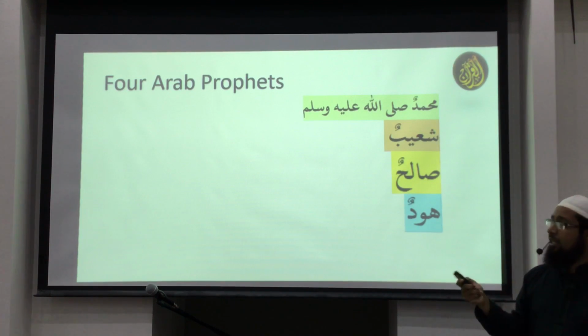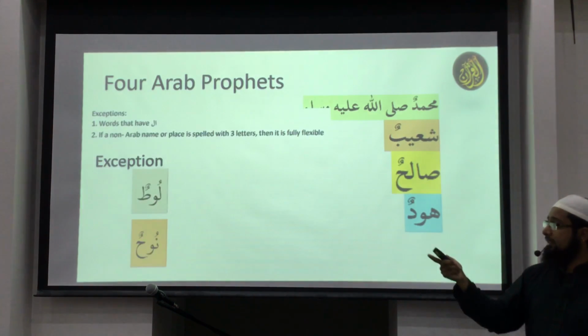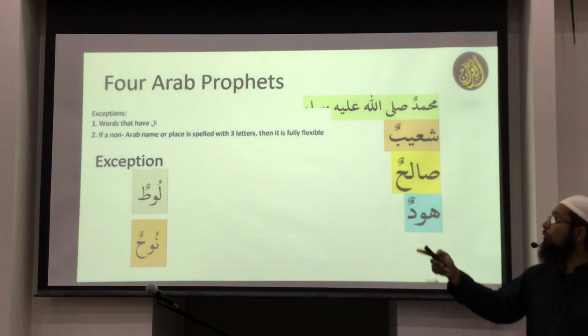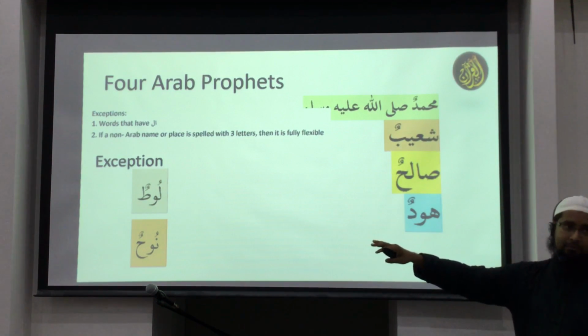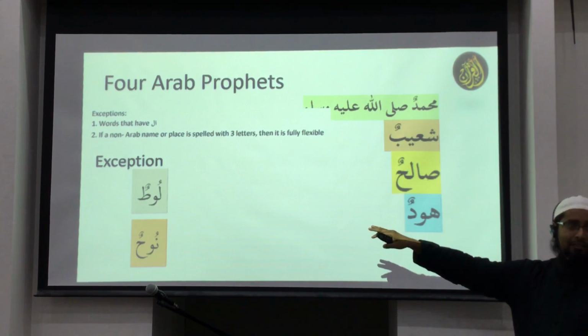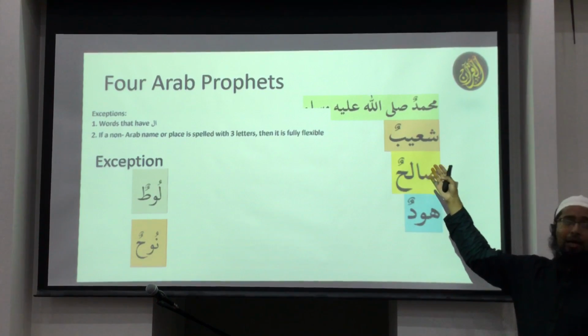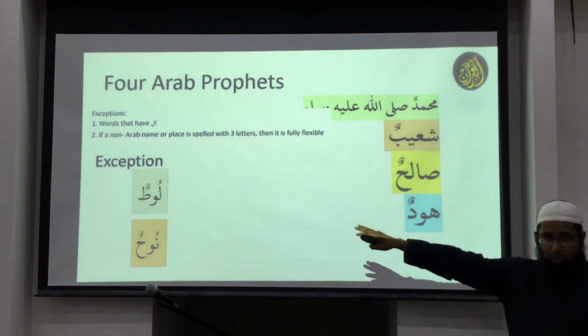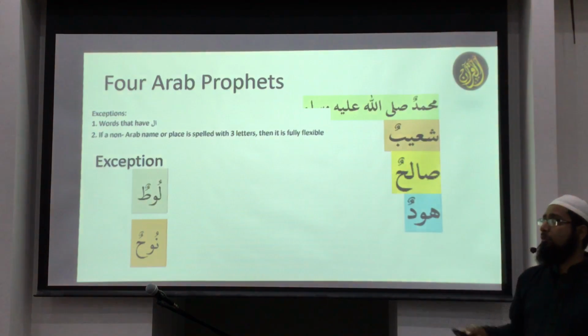But there are 2 exceptions. These are Lut and Nuh. They are non-Arab names, but they still work like Arab names. So they are fully flexible basically. So you will find Nuhan, Nuhin, Nuhun. You find all of these, just like Muhammadun, Muhammadan, Muhammadin. So those are also non-Arab, but they're exceptions. That's why we put them like this.